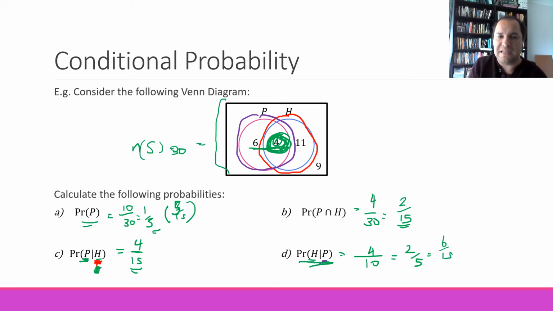Key thing to notice here, students, is that these values, when we switch the letters around for our conditional probabilities, are not the same. So the probability of P given H is not equivalent to the probability of H given P. Sometimes they might be the same, but they are not necessarily the same value. They are not always going to be equal. In fact, rarely will they be equal.